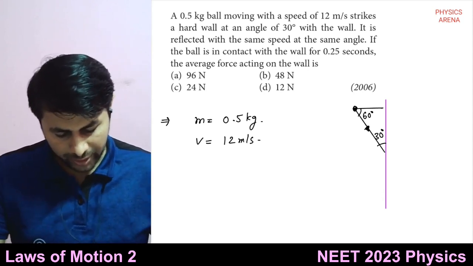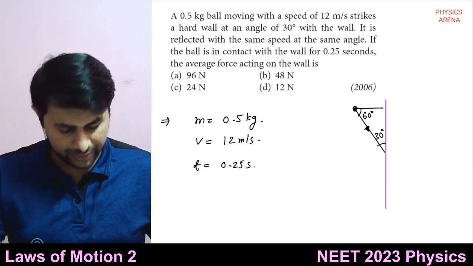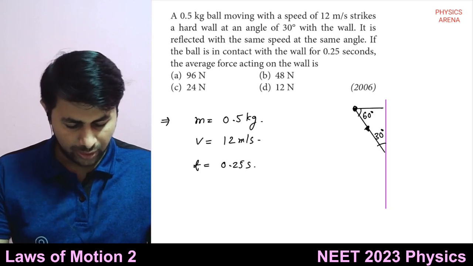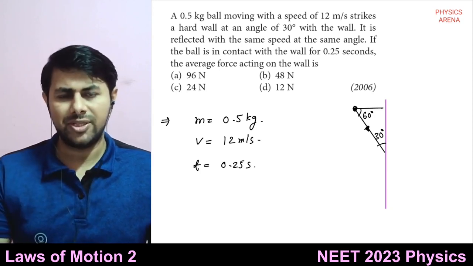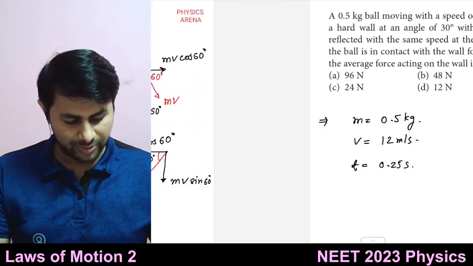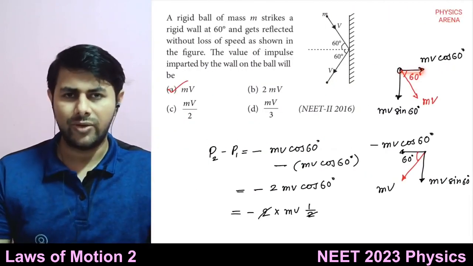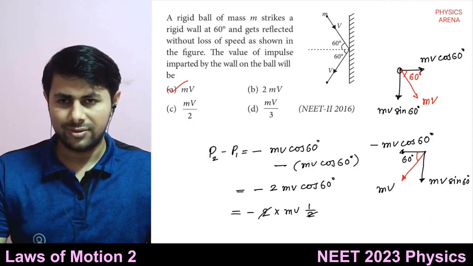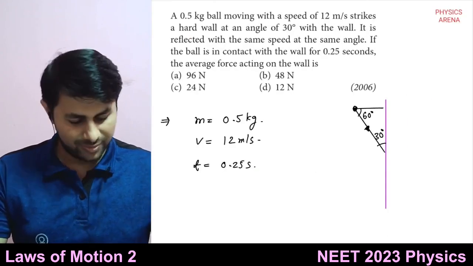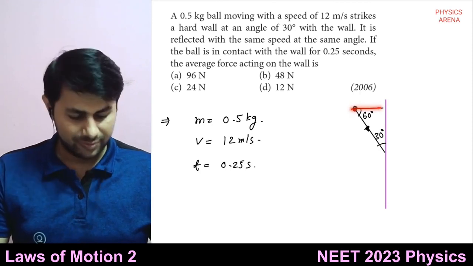So if the ball is in contact with the wall for 0.25 seconds, how much is the force? How much will be the change in momentum? We just found it. It is similar to this question: 2 mv cos 60, right? The angle with the wall is 30, that means this angle is 60.